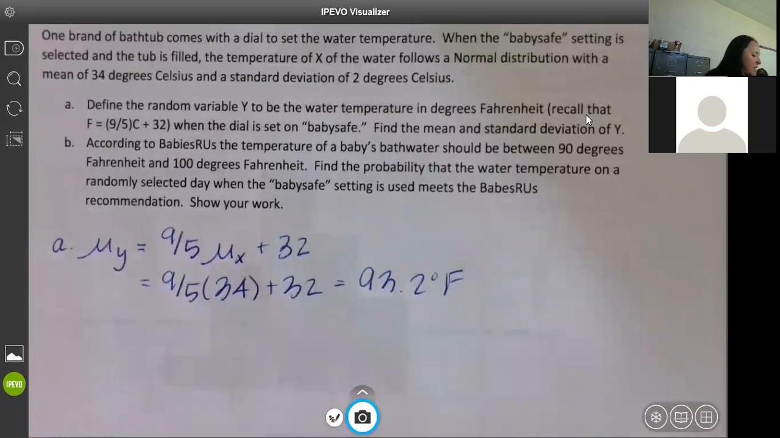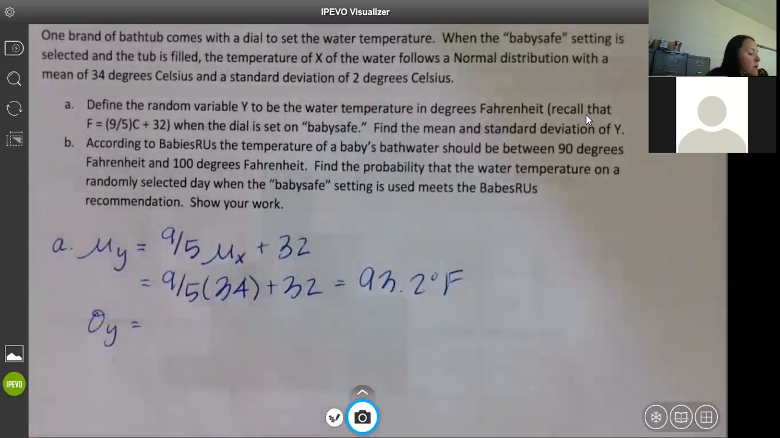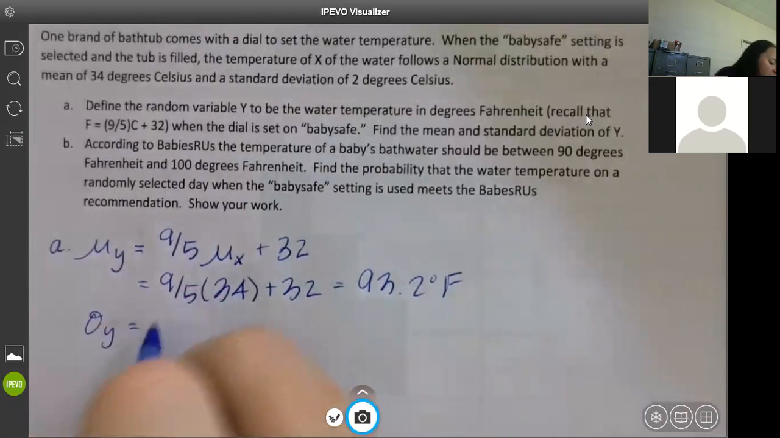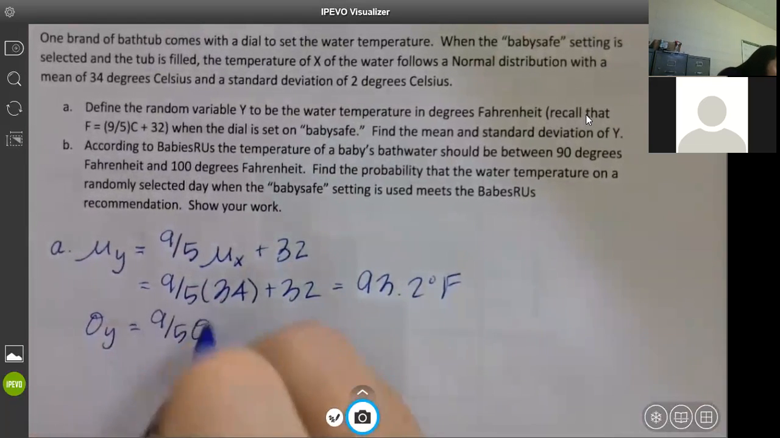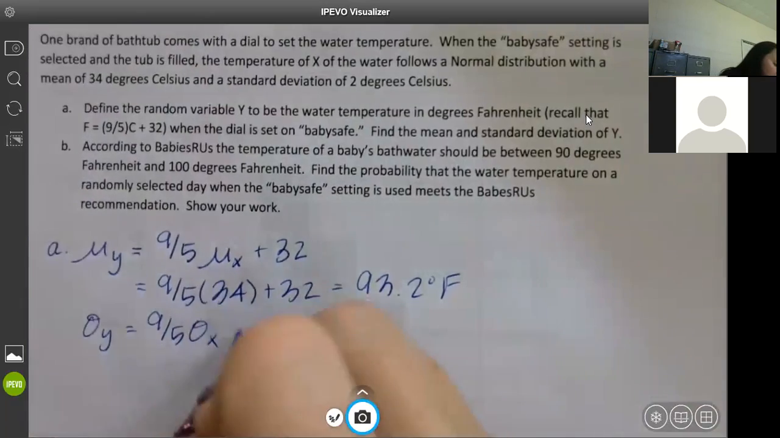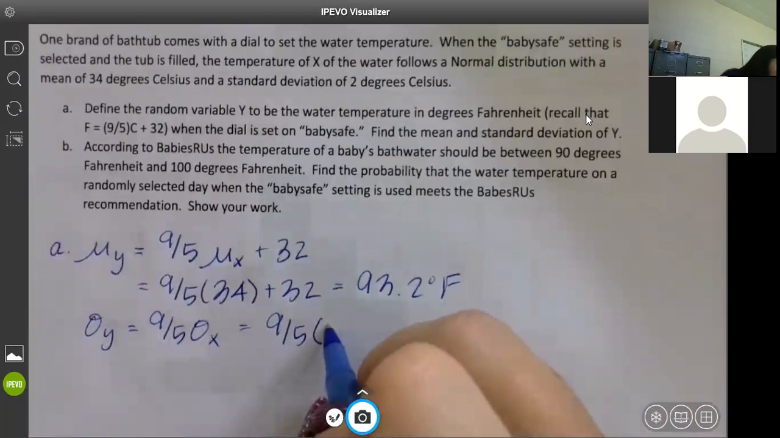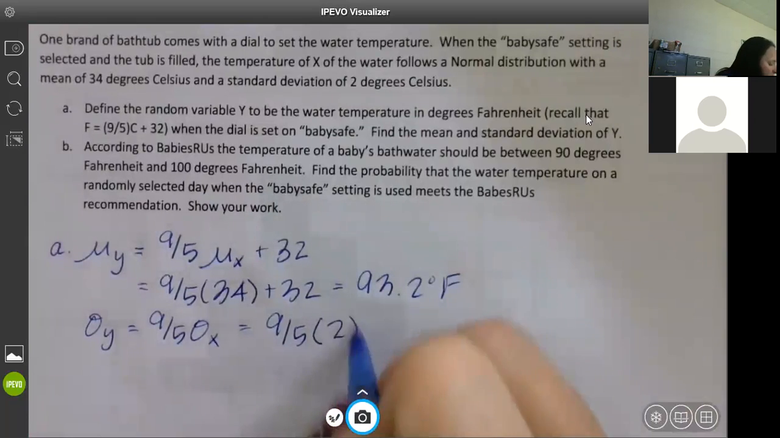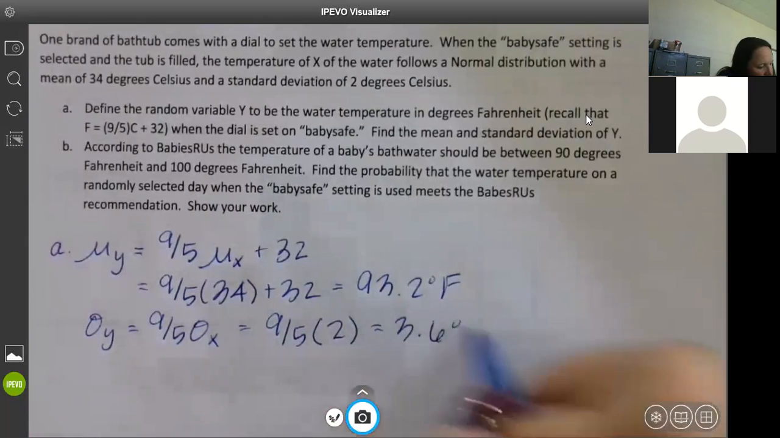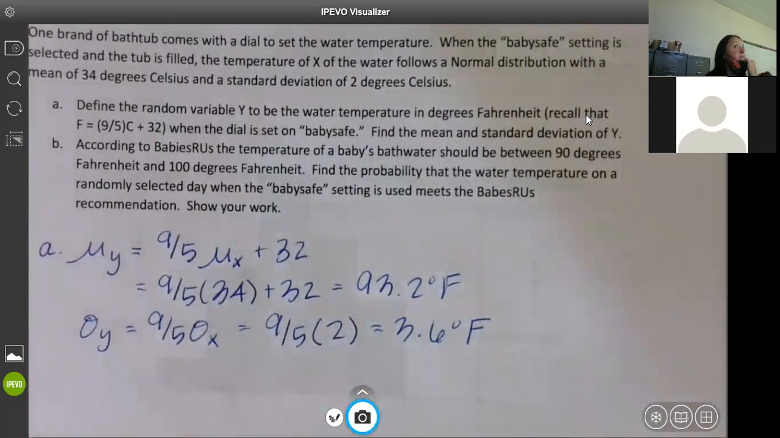How do I find the standard deviation? What is the standard deviation affected by? Only multiplication, so I'm only going to do the multiplication part. Do not do the addition part. This will be on your test, I'm sure. So we're just going to do 9/5 times our standard deviation of 2, which is 3.6 degrees Fahrenheit. So this is give or take 3 degrees, almost 4.